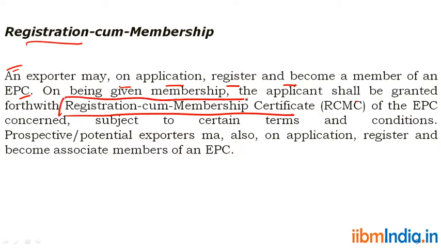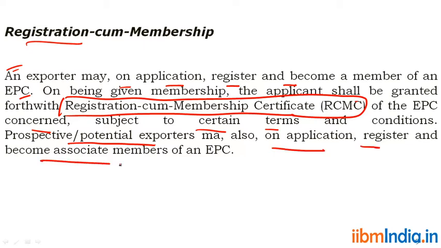This is in the syllabus also. Once you get registered with the EPC, you will get the certificate called the registration-cum-membership certificate, subject to certain terms and conditions. Prospective, potential exporters can also apply, register and become an associate member of the EPC.